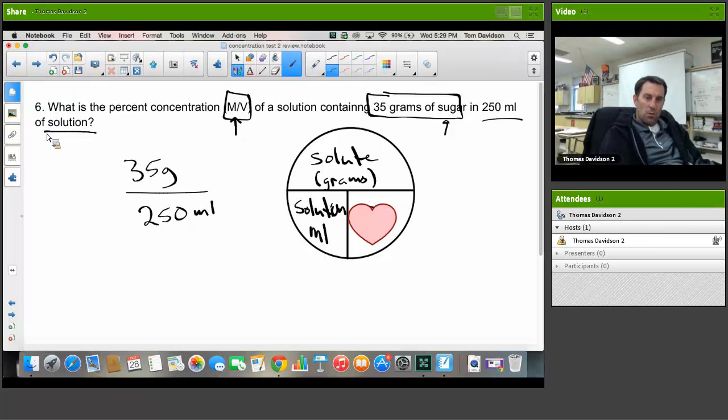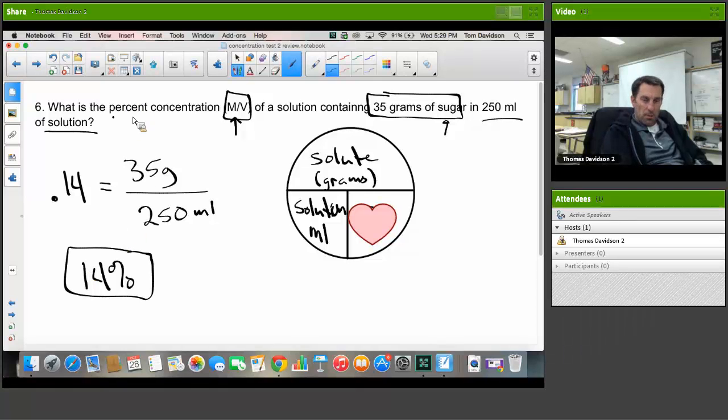Now it says solution already, so I don't need to add and get 285. I do this and I should get an answer. I don't have that memorized in my head. I end up with 0.14, but that's not the answer. The answer is 14%, because remember, when we solve for percent, we do the math and then we have to multiply it by 100. So if you got 0.14, you forgot to multiply by 100.